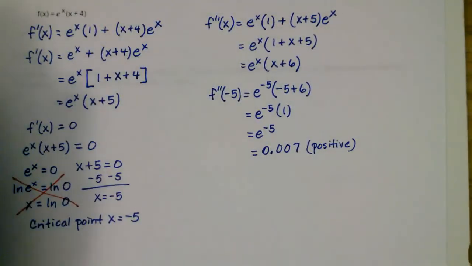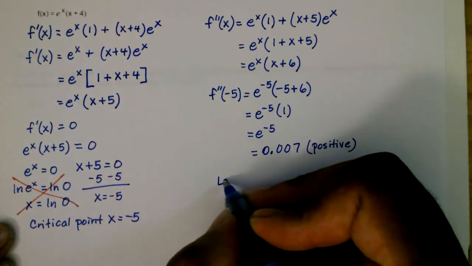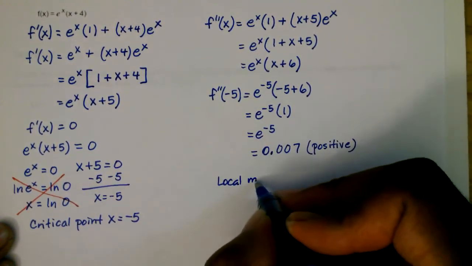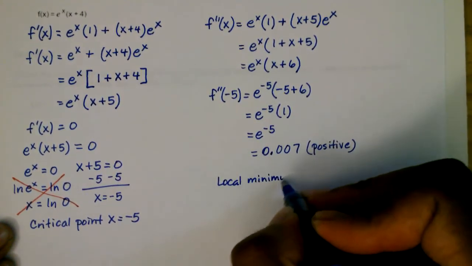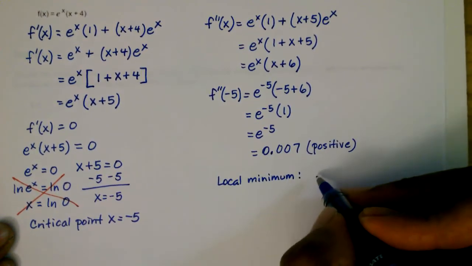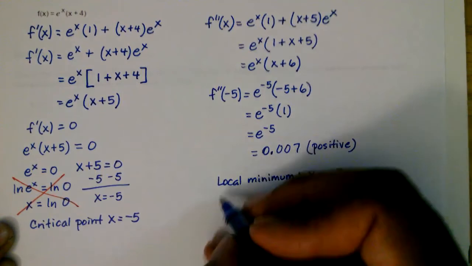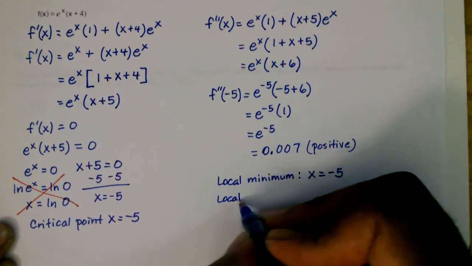Okay. So when it's positive, that tells me I have a local minimum. So in this case, I can say the local minimum will be at x equals negative 5. And I don't have a local maximum.